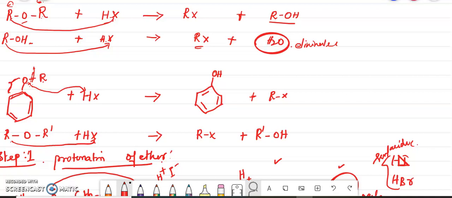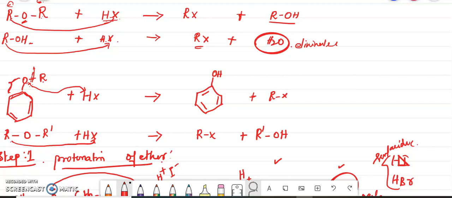Ethers are a less reactive functional group, that we know, right? The cleavage of the carbon-oxygen bond in the ether takes place under drastic conditions with excess hydrogen halide. First it reacts with the hydrogen halide, and again it reacts with the excess of hydrogen halide. So this is the drastic condition used in this particular reaction.